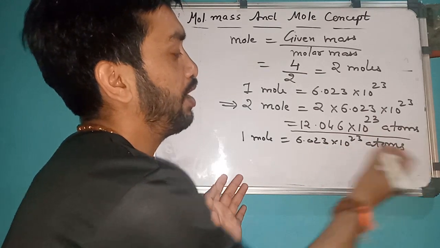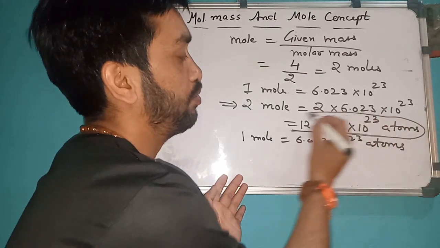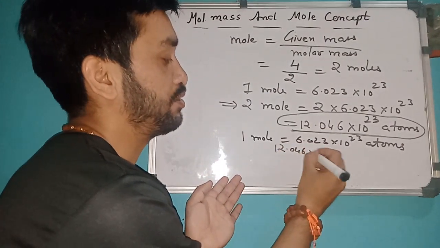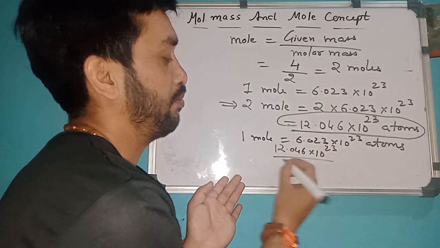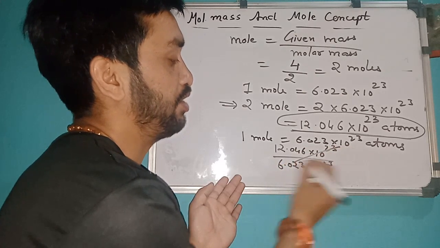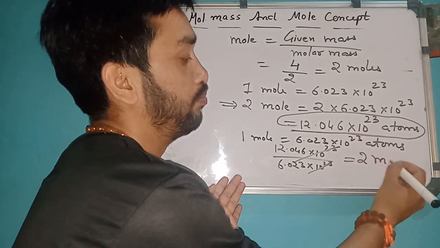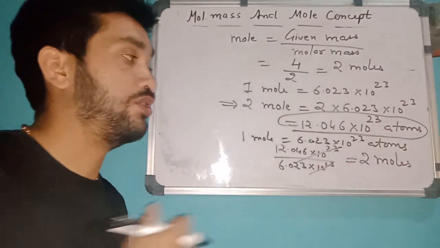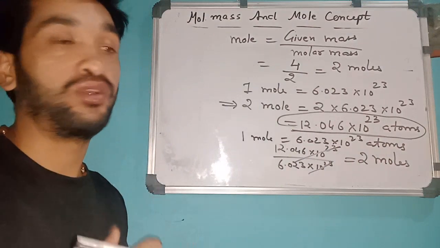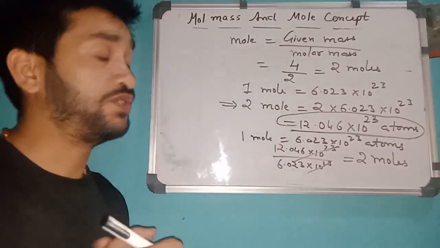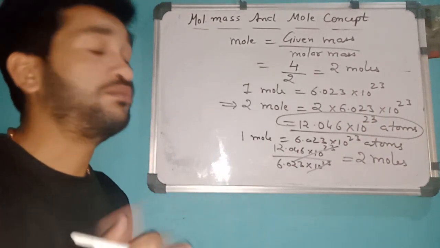So you have to calculate how many moles will be there in this much quantity. Then what you have to do, just divide it. 12.046 into 10 to the power 23 upon 6.023 into 10 to the power 23. The answer that you will get will be 2 moles. Now 1 mole contains 2 gram of hydrogen. So 2 moles will contain 2 into 2 equal to 4 gram of hydrogen. So these are the questions which are asked from this topic.